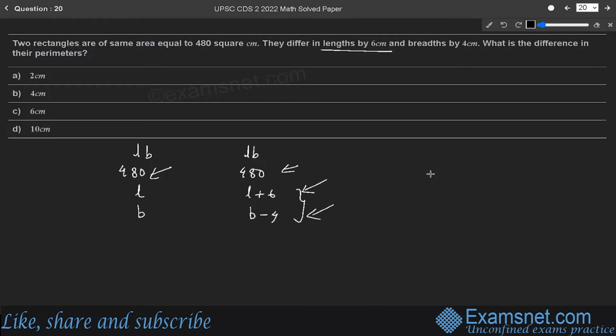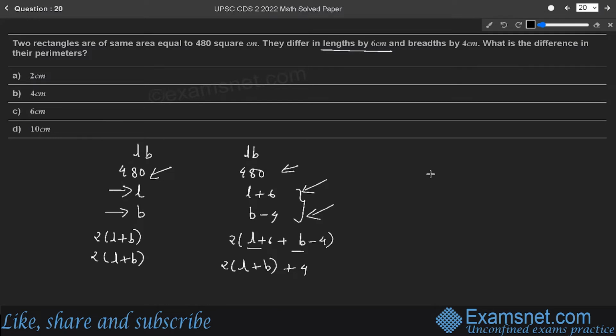Now the question says, what is the difference in their perimeters? We have to just find the difference in their perimeter. So for length L and breadth B, the perimeter of the rectangle will be 2 into (length plus breadth). Similarly, for this rectangle, the perimeter will be 2 into (L plus 6 plus B minus 4). On further solving this, it will be 2 into (L plus B) only, plus, taking L and B outside, 2 into 2, which will be 4.